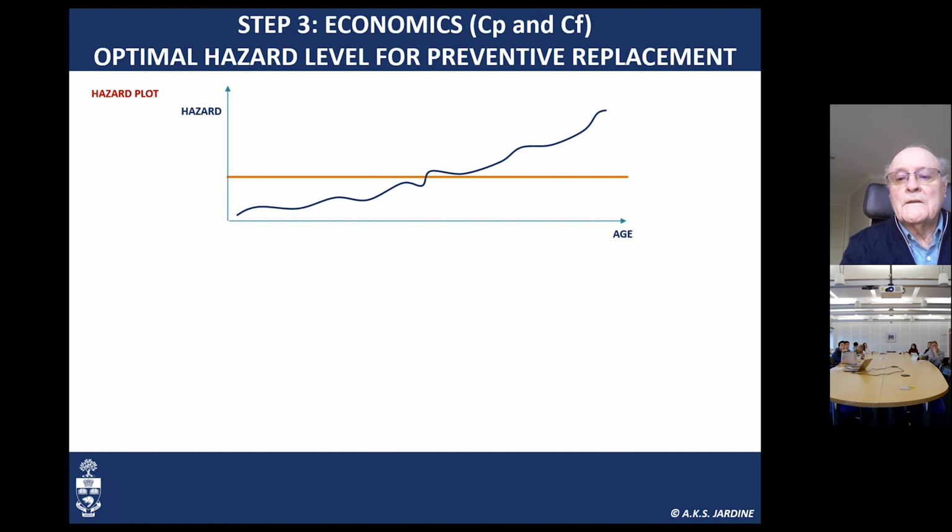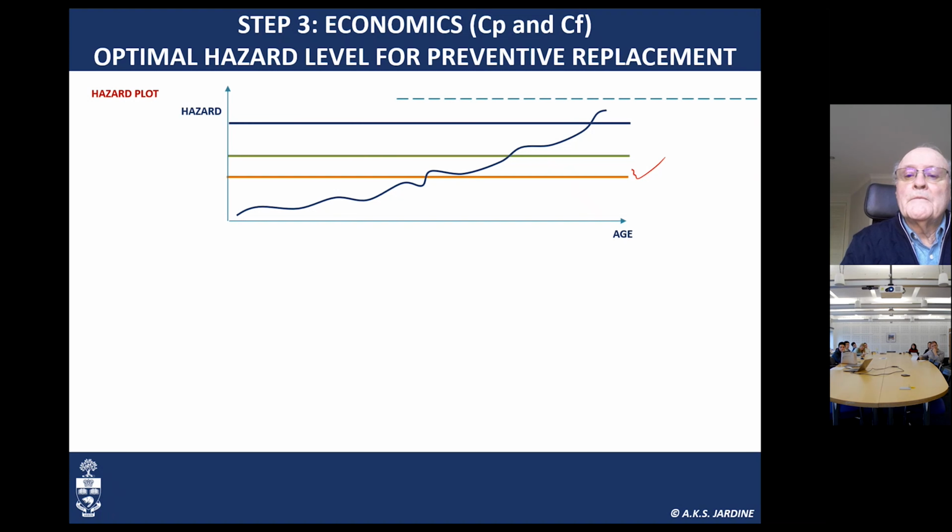So if the level is set here, that means a lot of the time you'll do preventive work and very few failures will occur. But if you let the hazard level go higher, then you do less preventive work and suffer more failures. And in the limit, you could not bother measuring and just ignore the hazard. If that happens, all you'll get are failure replacements and no preventive work. And what we need to do is calculate what the costs are associated with different hazard levels, because we want to know the best hazard level to change out the part.